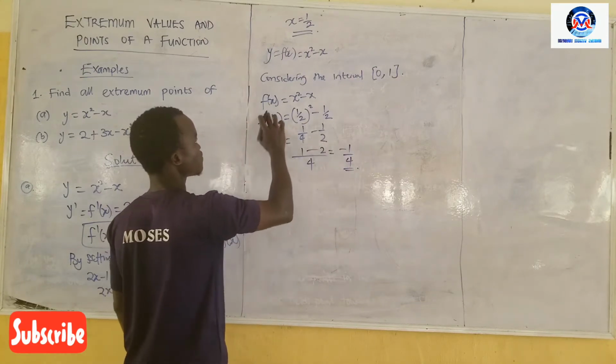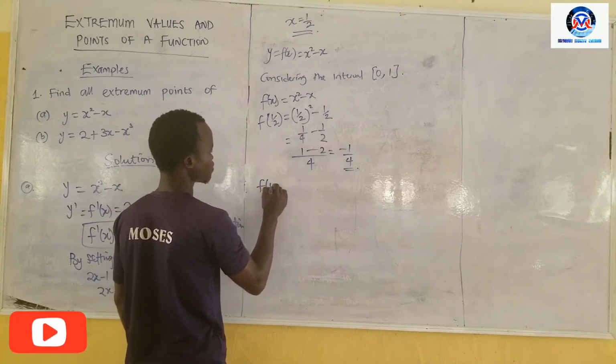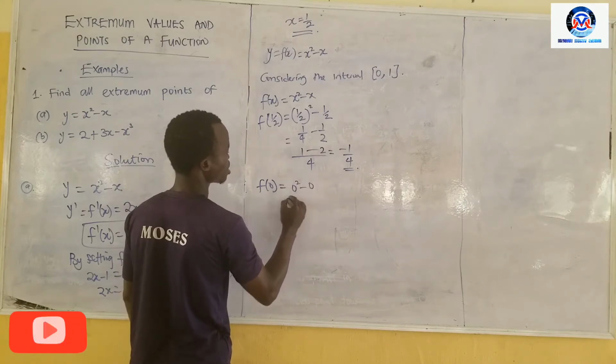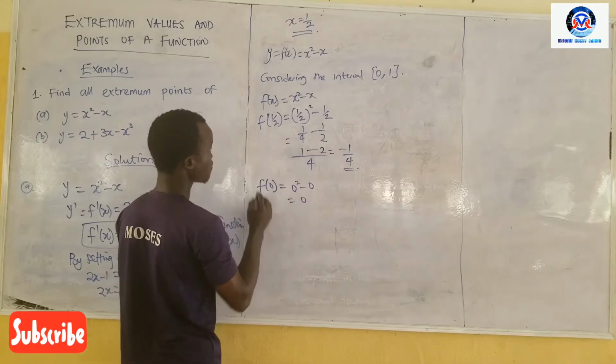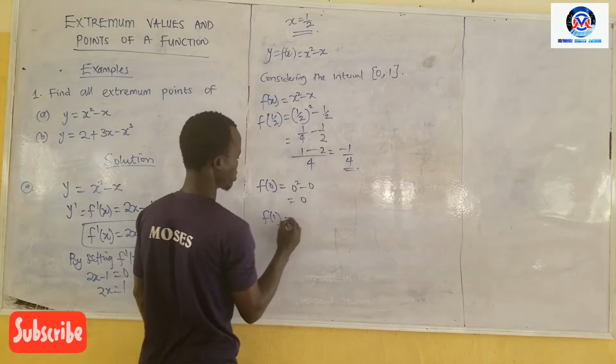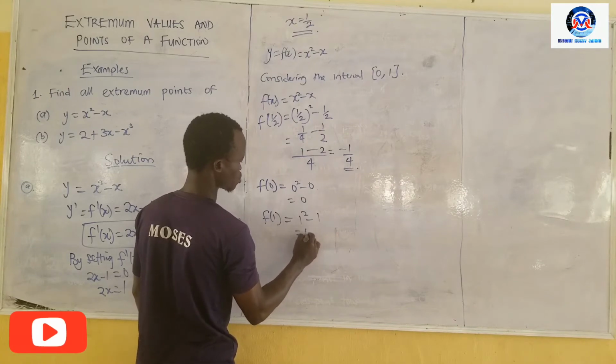So now we evaluate the function at the point x equals 0. We have f of 0, and this is 0 squared minus 0, and this is what? 0. Evaluating the function at the point x equals 1, we have it to be 1 squared minus 1, and this is also 0.